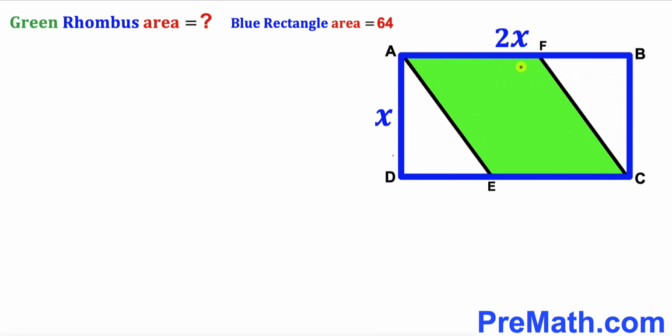We have got this green shaded rhombus AECF fully confined in a blue rectangle ABCD, as you can see in the given diagram, such that the side AD length is represented by X, whereas the side AB is 2 times X. In other words, the length of this rectangle is twice its width, and moreover, the area of this blue rectangle has been given to us as 64 square units. Our task is to calculate the area of this green shaded rhombus AECF.